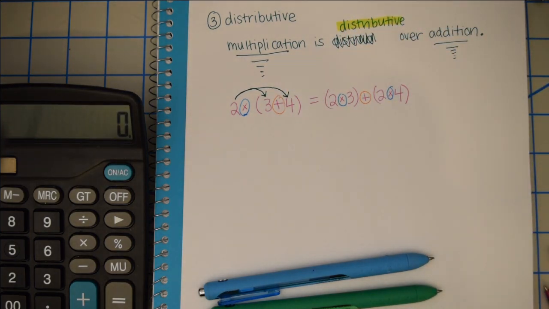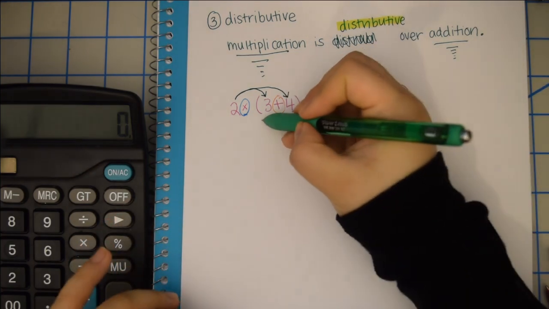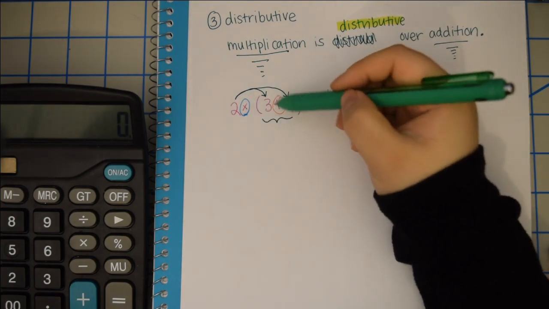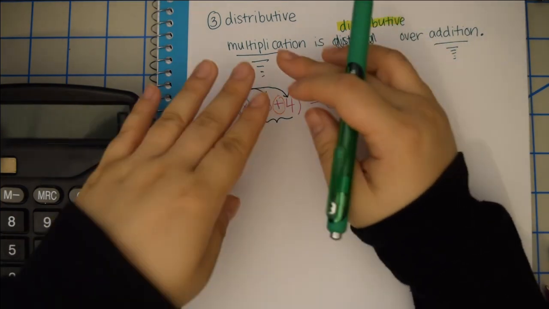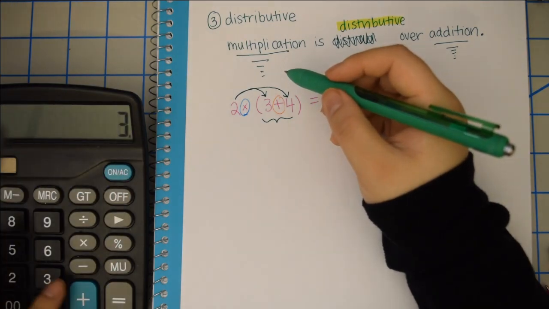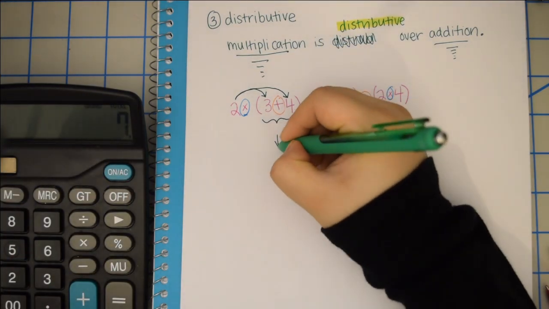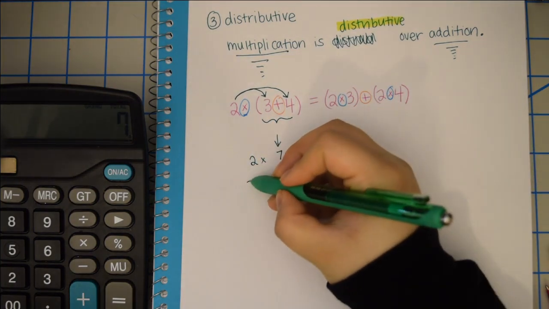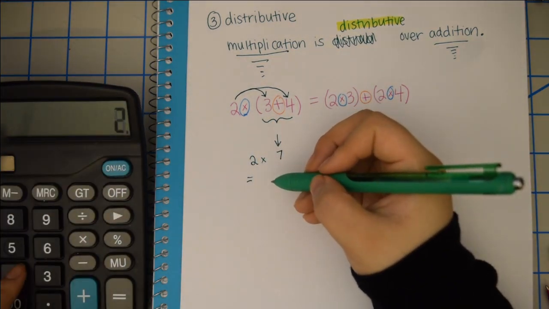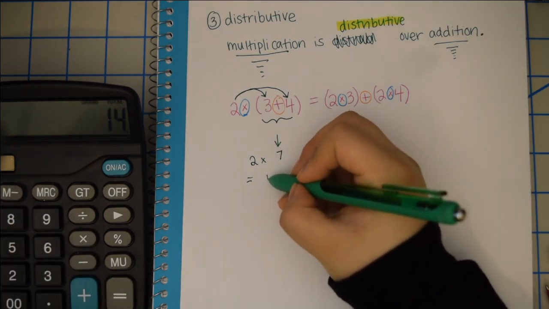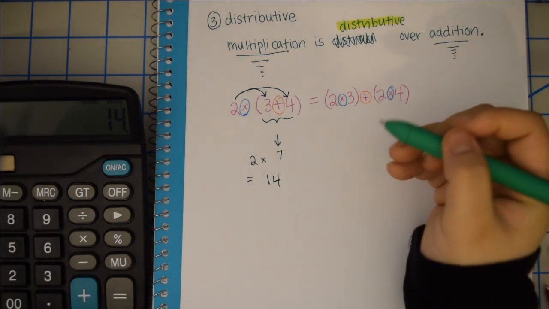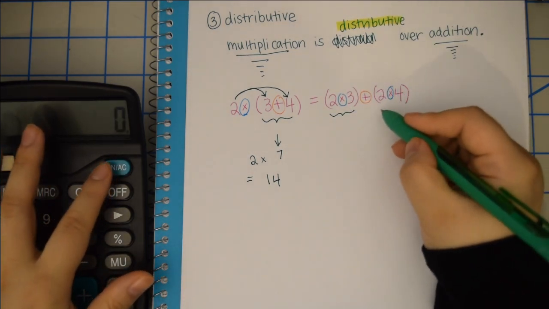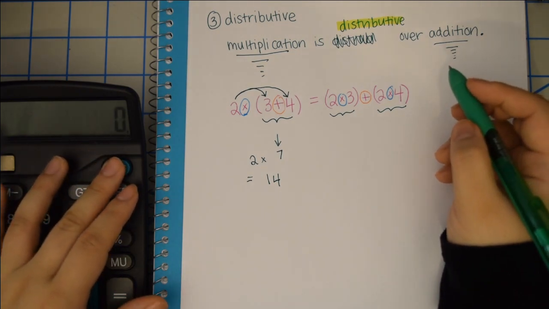Okay, so let's try this out and see if I get the same results. So this tells me I have to do 3 plus 4 first. I'm doing that in parentheses. So 3 plus 4 is 7. And I'm going to do 2 times 7, which is 14. Okay, very good.